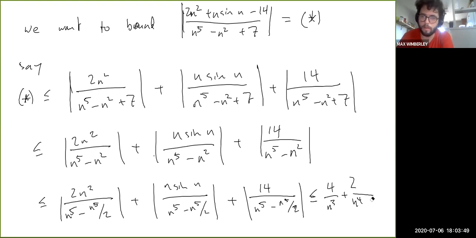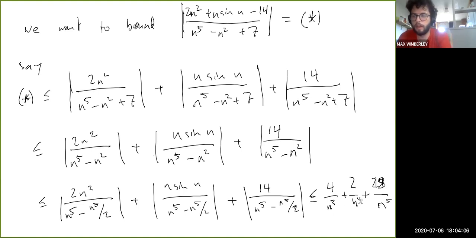And then we'll have one more term, which is just like 14 over n to the fifth, I guess. Or like 28, I guess. 28 over n to the fifth.